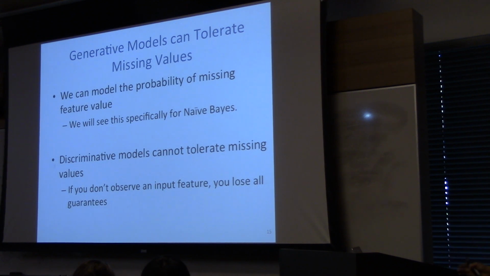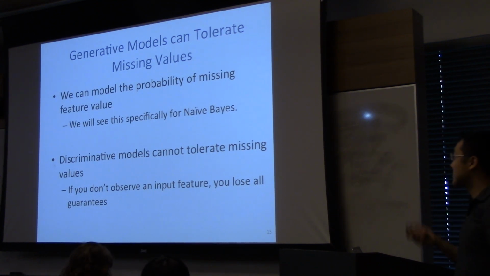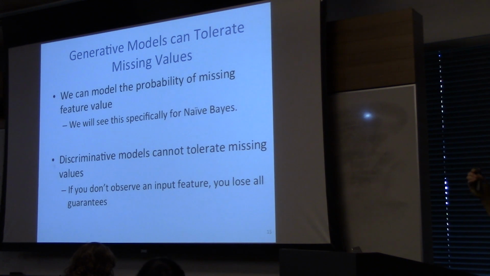Generative models say, well, okay, I know the joint distribution. If I don't observe this x, I can just marginalize it out. We'll see this specifically for naive Bayes when I talk about naive Bayes in a few slides. But yes, discriminative models cannot naturally tolerate missing values.